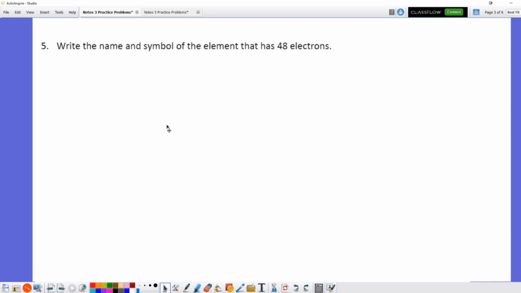Number 5 says, write the name and symbol for the element that has 48 electrons. Well, if you pull up a periodic table and try to find the element that has 48 electrons, you would actually have to look for the element that has 48 protons, if you're assuming that the number of electrons and protons is the same. The element that has 48 protons is cadmium, and the symbol for cadmium is capital C, lowercase d, Cd.